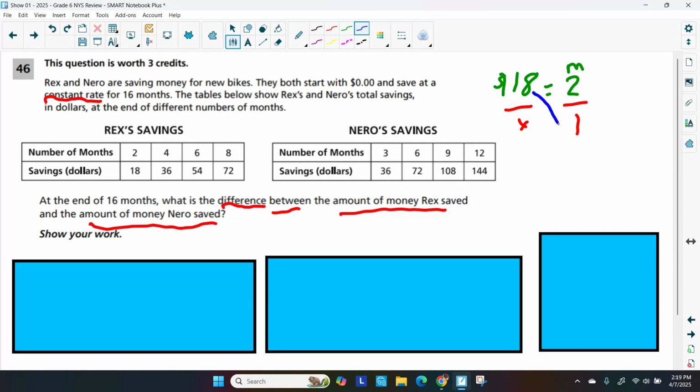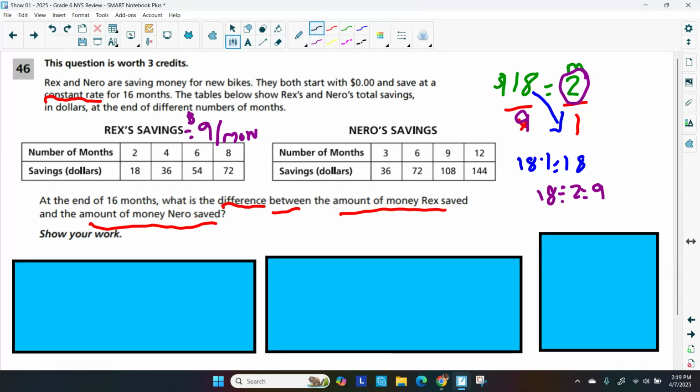So 18 times 1 is 18. And now I'm going to divide by 2 because that's left over. So 18 divided by 2, that's 9. So X is 9. So in 1 month, Rex saves $9. Or we could say $9 per month. So we could find 16 months real quick because we can multiply 9 times 16 and get his amount.